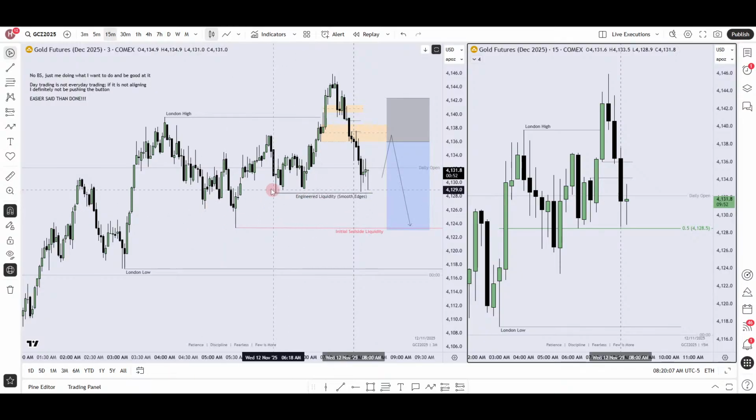Clearly, we're going to take this loss. You can see we're really engineering liquidity here.